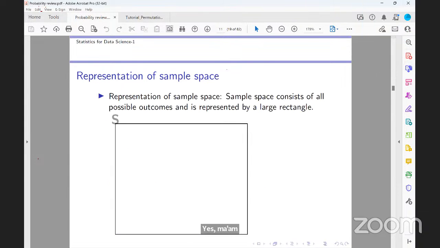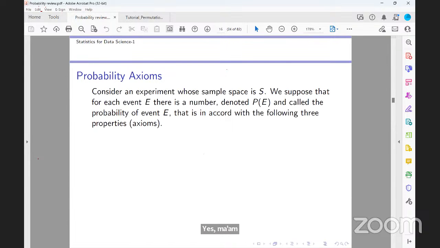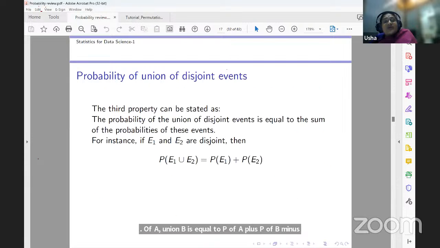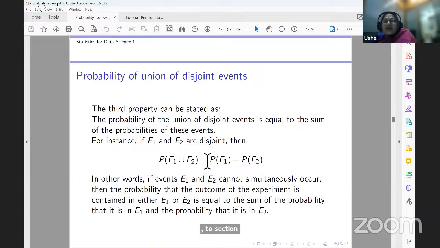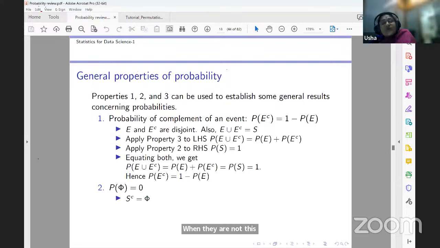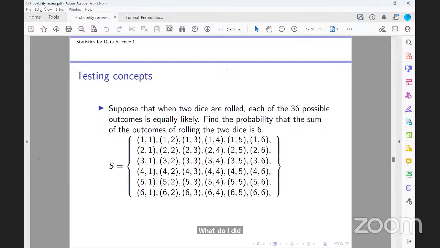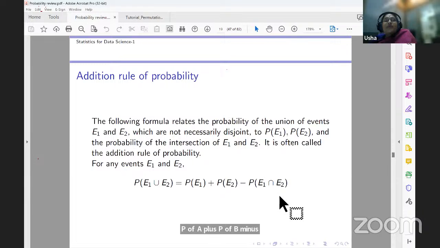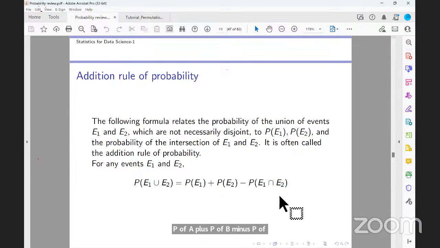P of A union B is equal to P of A plus P of B minus P of A intersection B. If they are disjoint, I am saying probability of E1 union E2 equals P of E1 plus P of E2, or P of A plus P of B. When they are not disjoint, what do I get? P of A plus P of B minus P of A intersection B. What is P of A intersection B here? Probability of getting a head and an even number. That is also half.